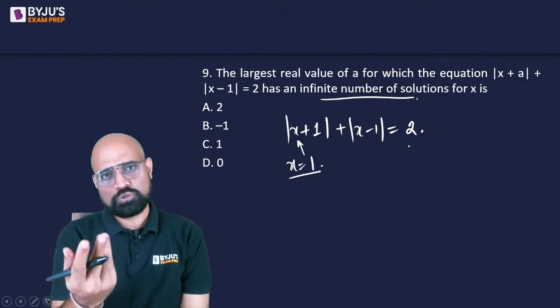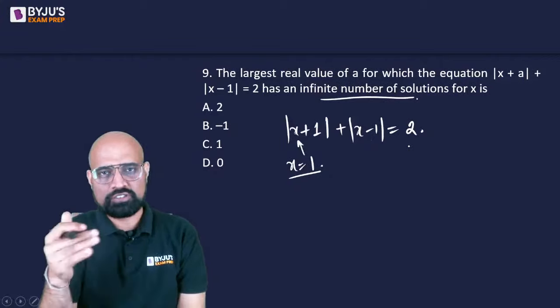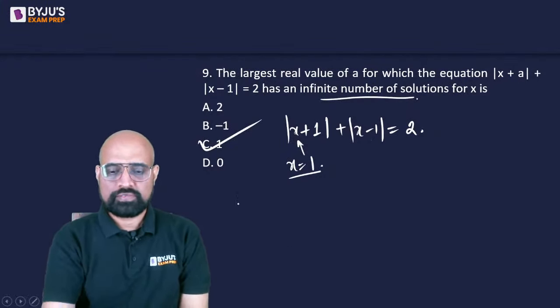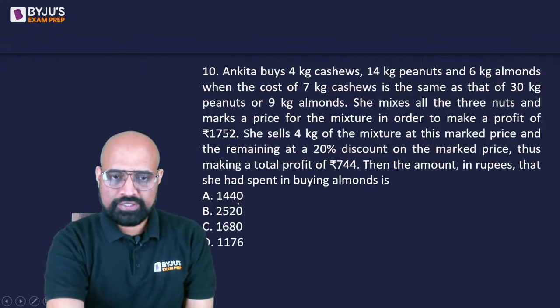When you have 2 mods, you get a bucket shaped figure, you get a flat surface. That's when you get infinite. So 1. Right? Okay.